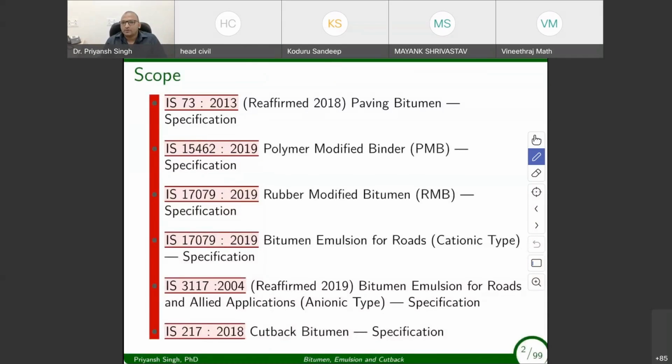Our talk today will be based on the different IS codes which got the latest revision, especially the polymer modified specification and rubber modified specifications. Also, some discussion on the emulsion part and a small discussion on the cutback part. So I want you to go through these codes in detail if you want to benefit more from this talk.